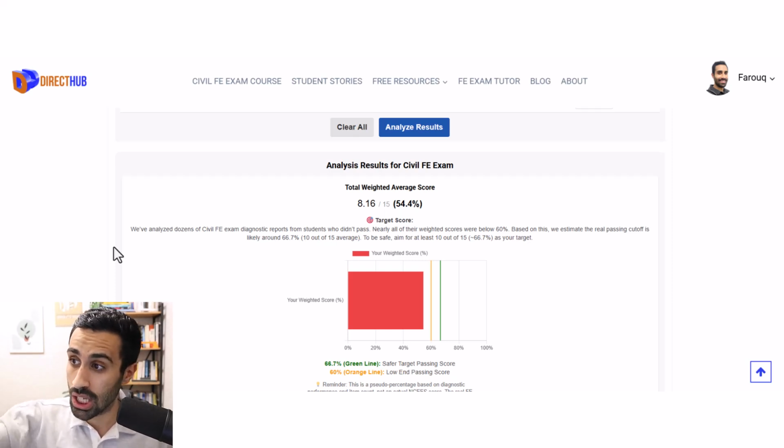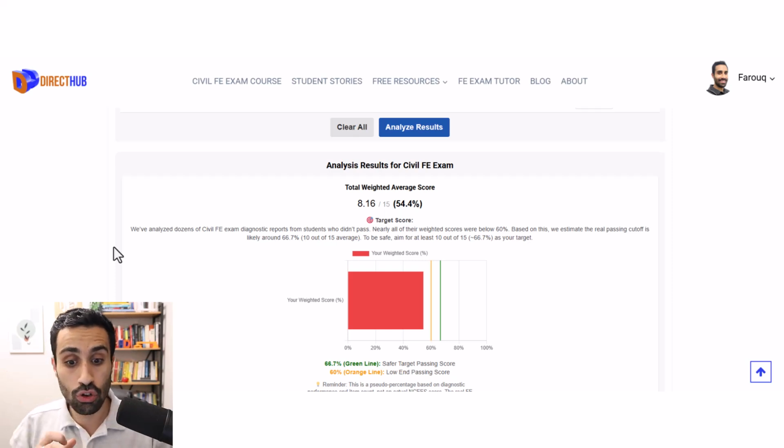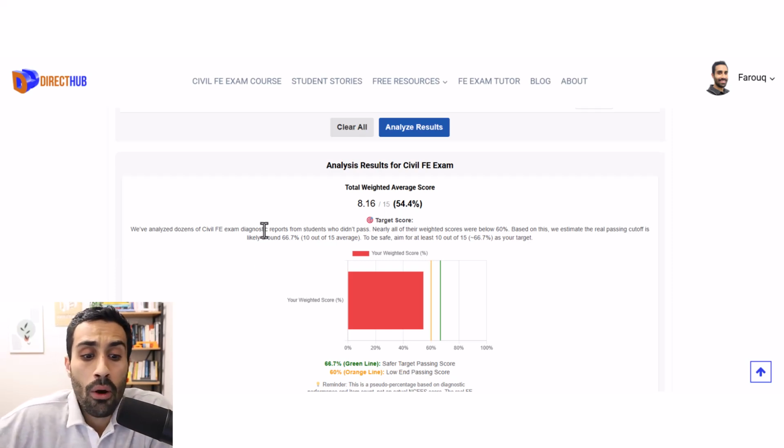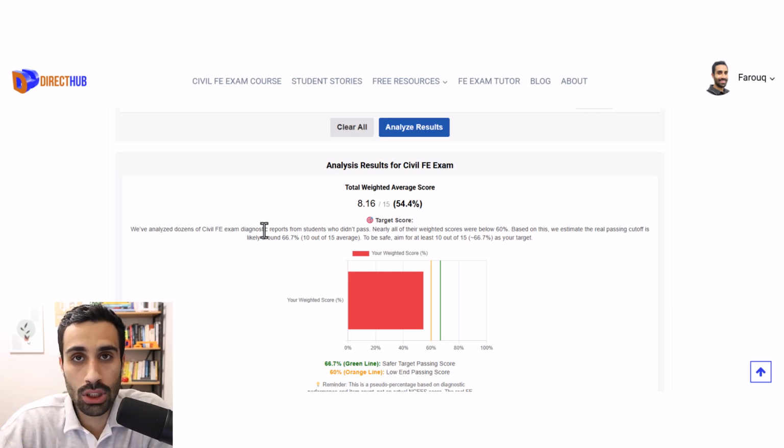We have a nice average passing examinee. Definitely look at that. You definitely want to be above that average passing examinee or very close to that. But at the same time, let's try to use these numbers in any way we can. So when I looked at a lot of these diagnostic reports, there was a pattern. Nearly all their weighted scores were below 60%.